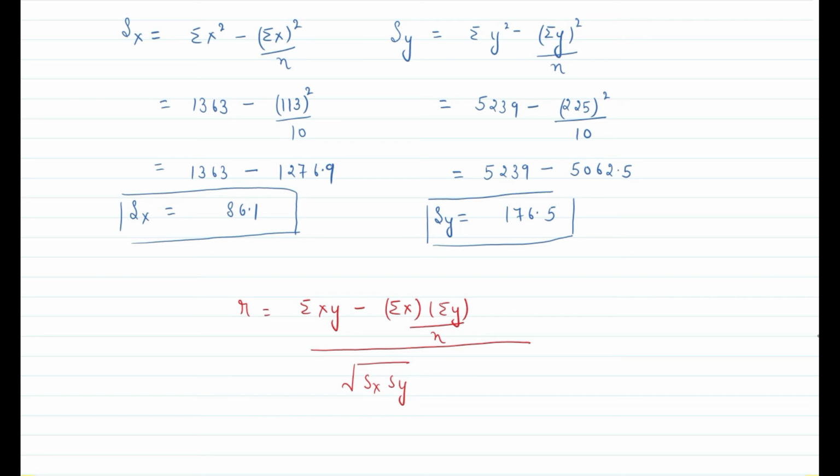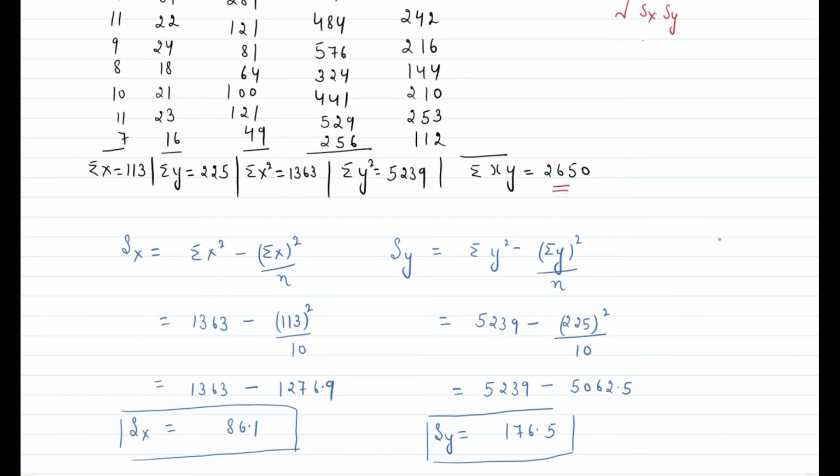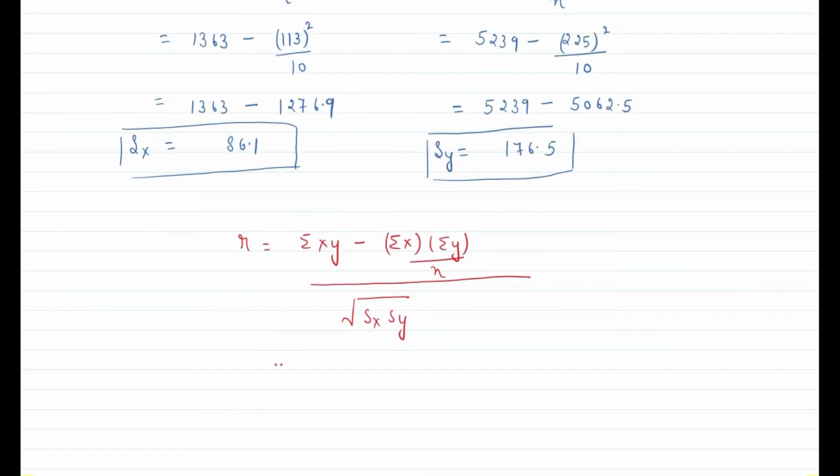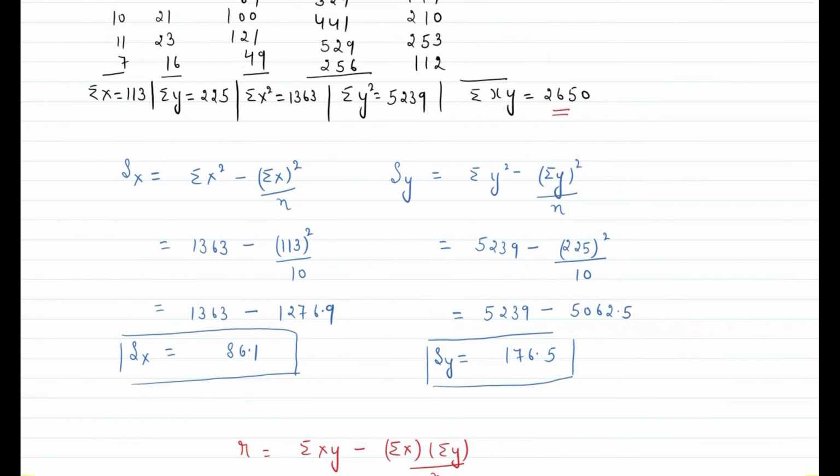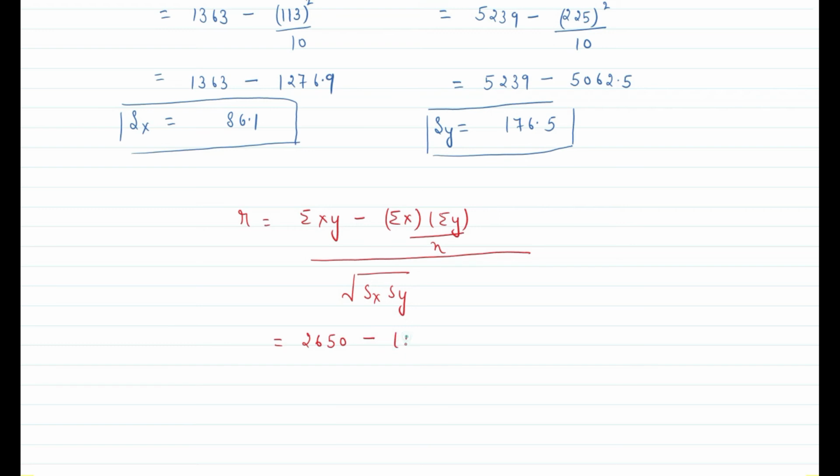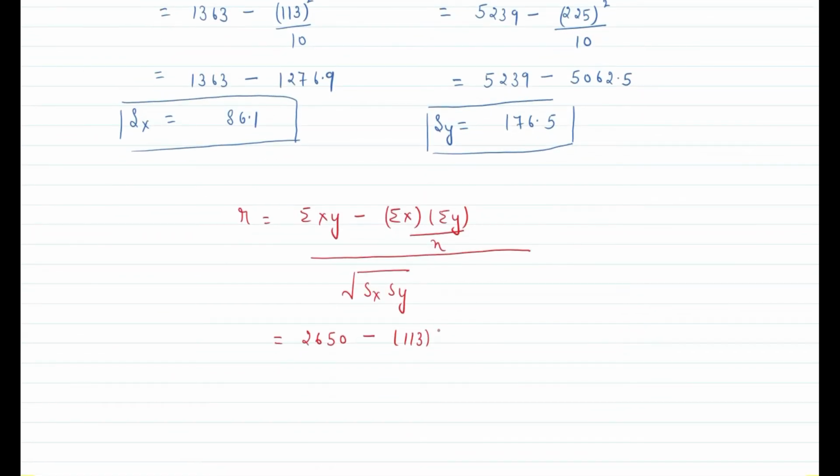So summation of xy is 2650 minus summation of x, which is 113, multiplied by summation of y, which is 225, divided by n, the number of terms, which in this case is 10, whole divided by under root of Sx, which is 86.1, and Sy, which is 176.5.